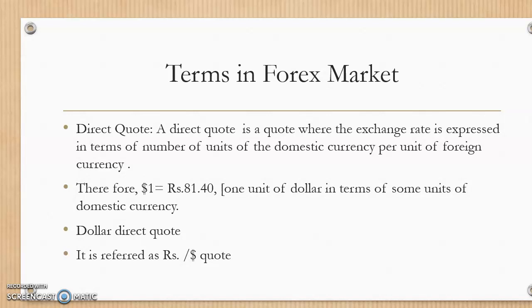This quotation is also called the price quotation method. Now, if you look at the example that I have given here, $1 is equal to 81.40. So, I can say that 1 unit of dollar is here in terms of some unit of domestic currency. Which means that it is a dollar direct quote for an Indian in India. It is also referred to as rupee over dollar quote. Remember that the same quote when quoted in the US is not a direct quote for an American.